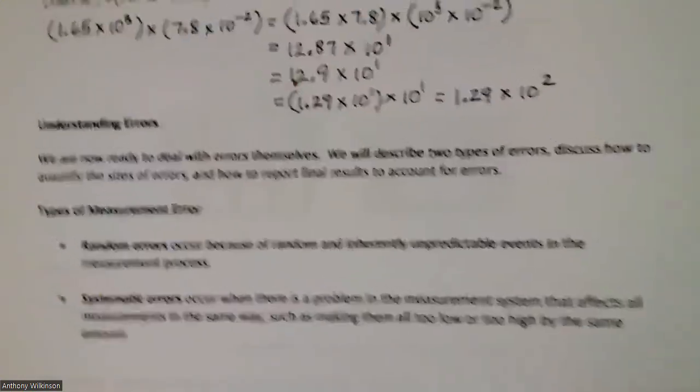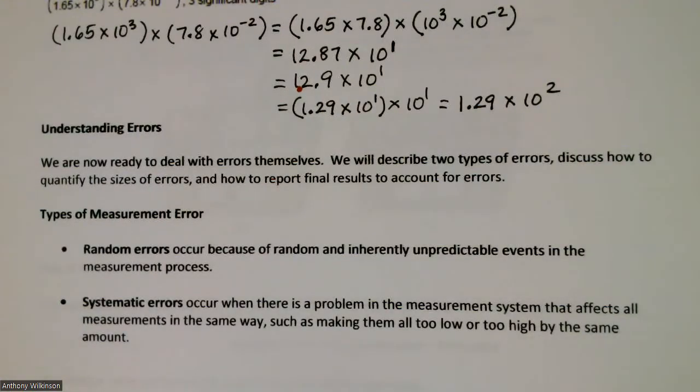All right, let's talk about understanding errors. Now here we're ready to deal with errors themselves, and we will describe 2 types of errors. Discuss how to quantify the sizes of errors and how to report final results to account for errors. Now here there are 2 types of measurement errors. One of them is, of course, random errors. They occur because of random and inherently unpredictable events in the measurement process.